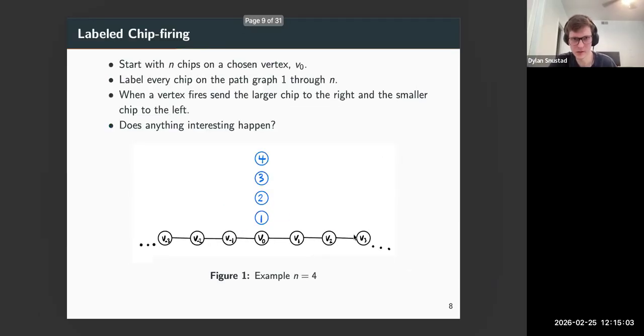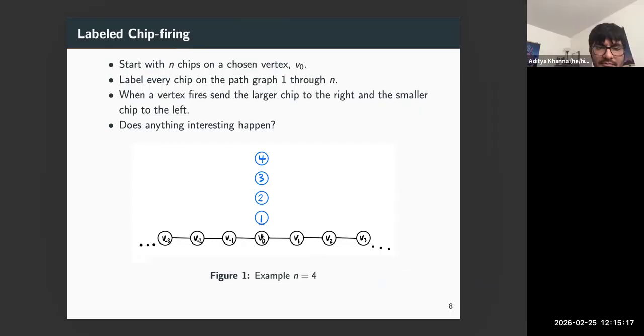So the rule is, if I choose any two chips to fire, the smaller one always has to go to the left, and the larger one will have to go to the right. Here, when I fire, I have to choose two chips to get rid of because I have my two neighbors that I have to give chips to. Whichever two I choose, so maybe I could choose 4 and 2 as well, the smaller one will have to go to this side, and the larger one will have to go to the right. Okay, cool.